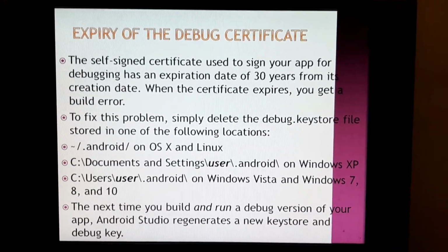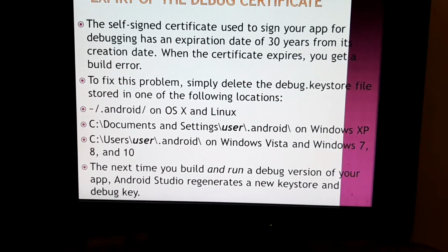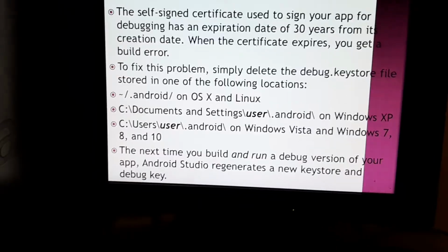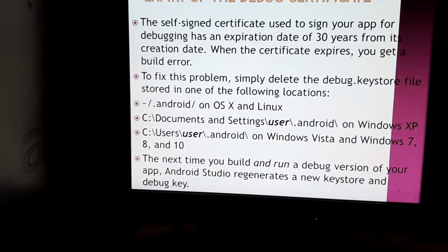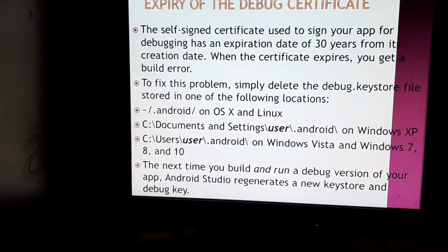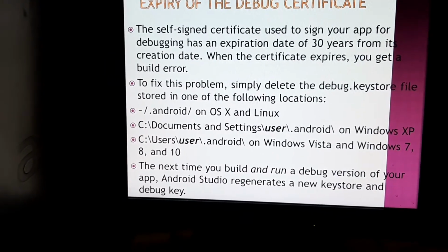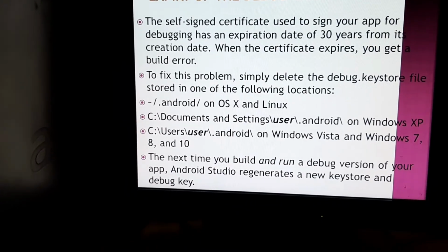And if it is getting a build error, then you need to do a renewal for each certificate. This is the expiration of the self-signed certificate used to sign your app for debugging. It has an expiration date of 30 years from its creation date. When the certificate expires, you get a build error. In order to fix this problem, simply delete the debug.keystore file stored in one of the following locations.